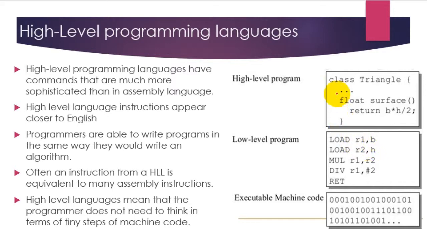And the nice thing is, for a single statement like float surface, the high-level language is just using one line of code. But within a low-level language, you might have had 8, 9 different commands, and within the machine code, you might have had 20 commands.